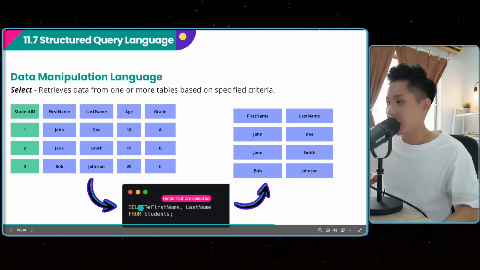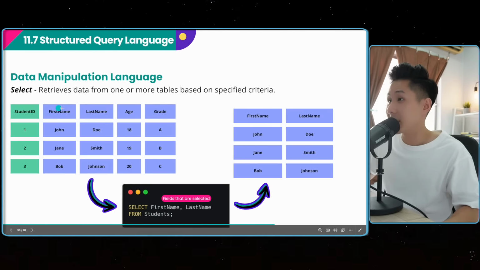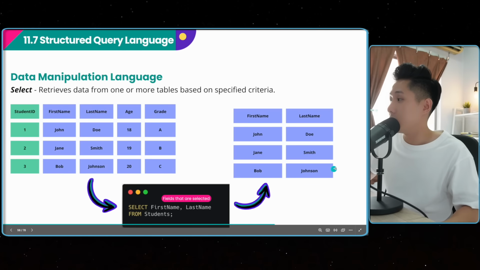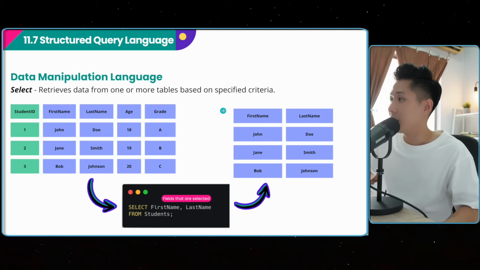You can write the select keyword followed by the fields that you want to select, the attributes that you want. In this case, I only want first name and last name. So first name, comma, last name. From is another keyword, whichever table that you want to take it from. And once you key in this SQL request, the logical view that the user will receive will be like that. Look, so this is another example of what a logical view is like.